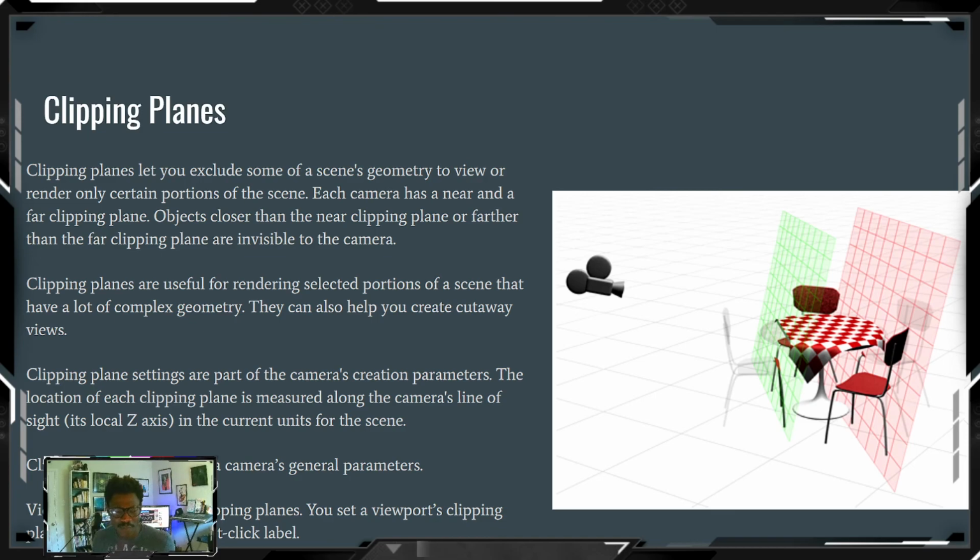So clipping planes are useful for rendering selected portions of a scene that have complex geometry. They can also help you create cutaway views. Clipping plane settings are part of the camera's creation parameters. The location of each clipping plane is measured along the camera's line of sight, its local x-axis, in the current units for the scene. So it also depends on the units that you're using for your scene.